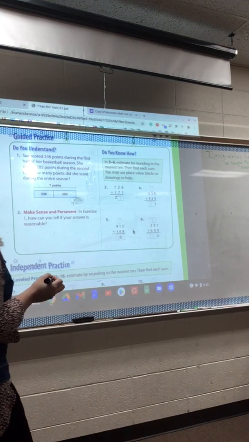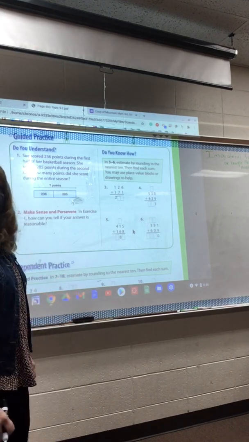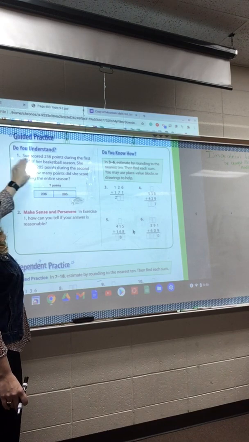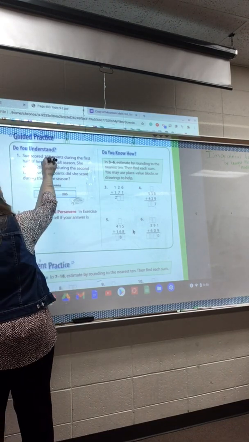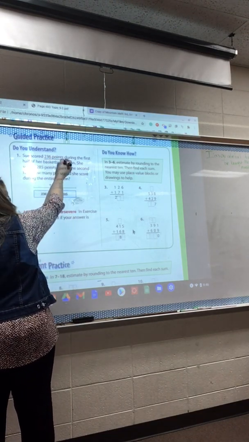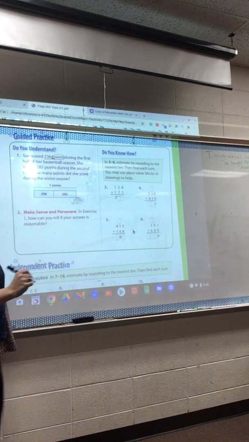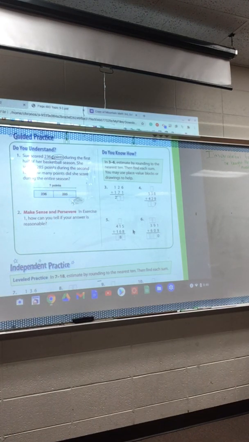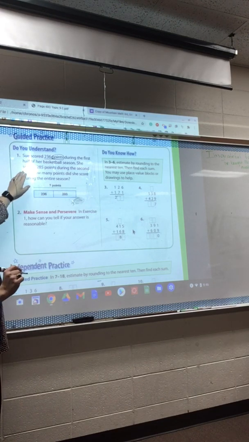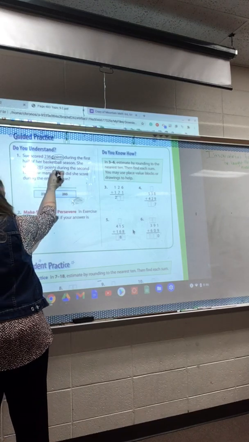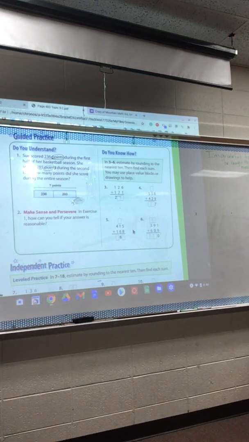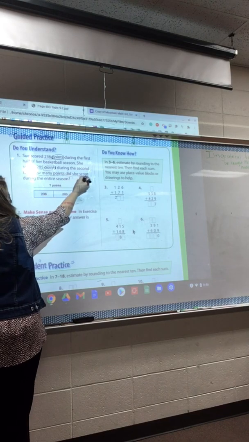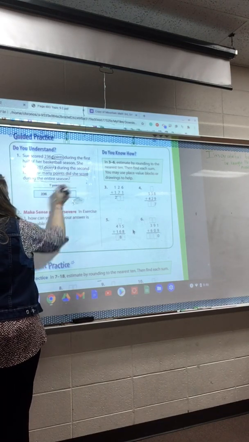All right, so number 1 says, Sue scored 236 points, so we're going to underline 236. We're going to circle points because that's our label, during the first half of the basketball session. So they're breaking it in half. So half means we got how many parts? 2, right? She scored 285 points during the second half. And then this is our question. How many points did she score during the entire session?